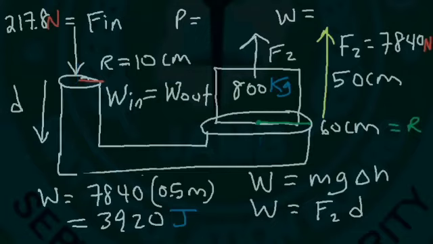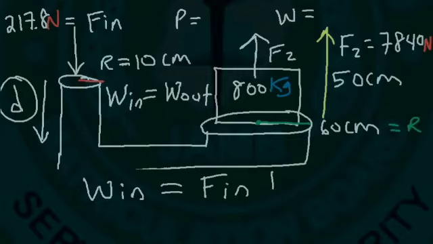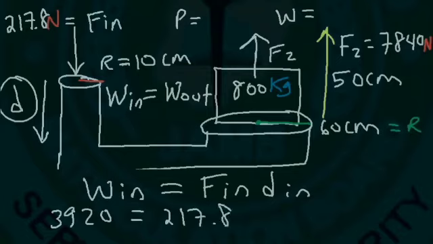So the input work and the output work are both 3,920 joules. So now that we know the value of the input work, we can calculate how far we need to push the cylinder down. It's going to be the input force times the input distance. So work is 3,920. The input force is 217.8. And let's solve for D. So it's 3920 divided by 217.8. So D is about 18 meters, which is pretty high.